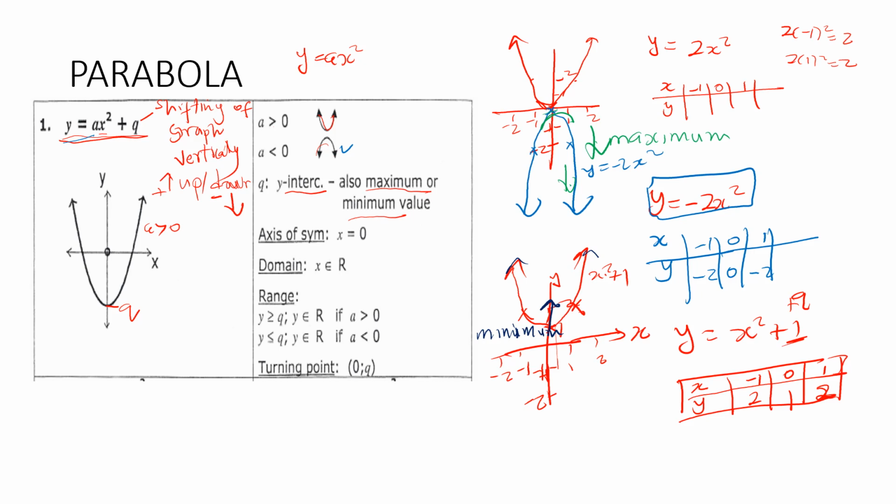So axis of symmetry. Now the axis of symmetry is the line that is dividing this graph into two equal parts. So meaning if we have a line like this, oh, we need a ruler here.